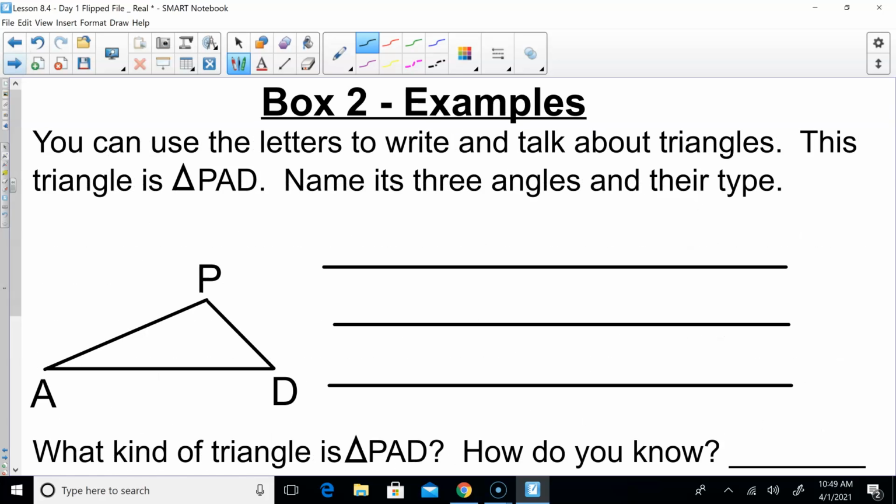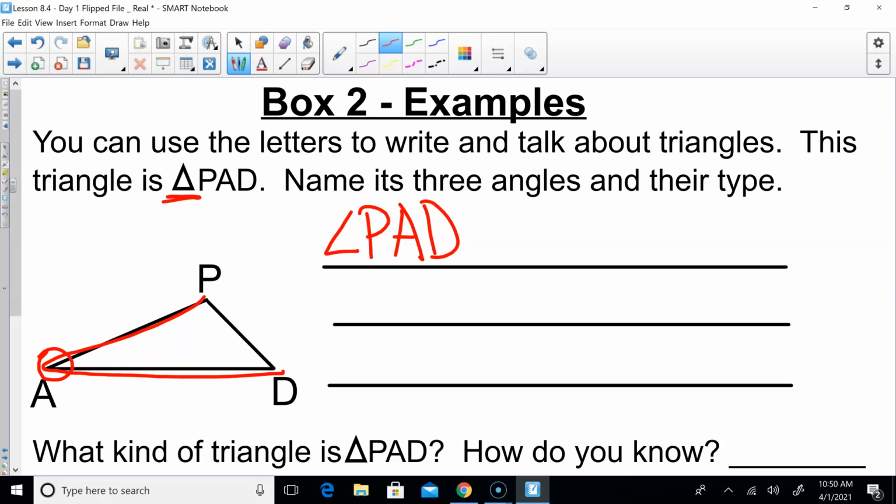So right now you can use letters to write and talk about triangles. So this triangle is triangle PAD. There's our new triangle symbol, as you see right here. So what we want to do is name its 3 angles and their type. If we look at it right now, we're going to go with our first one. So we have the angle symbol, and we're going to start with PAD. So we're looking at this angle right there. Here's my vertex.